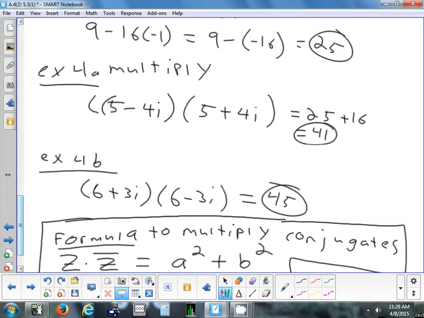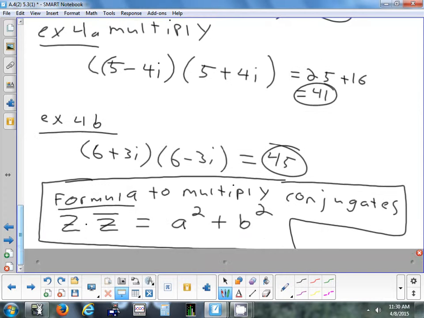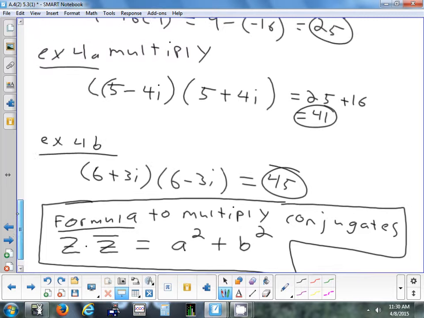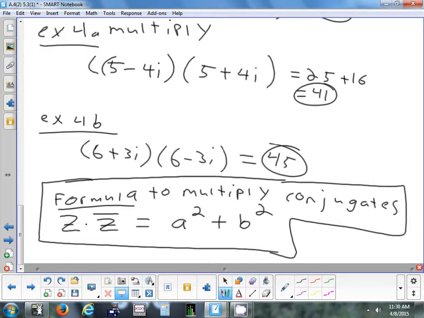Okay, notice the kind of answers you got. 25, 41, 45. What's missing from all those answers? I. There is no imaginary part. When you multiply conjugates together, that's the whole point. You cancel out all the imaginary parts. Okay, question on that? All right, so we're going to use that idea to do division.